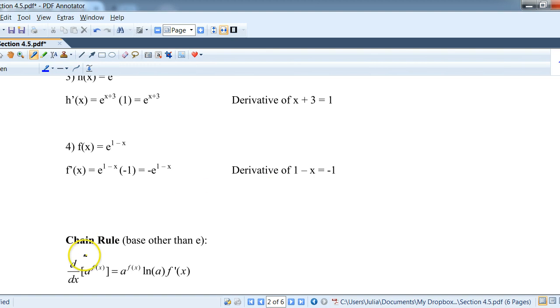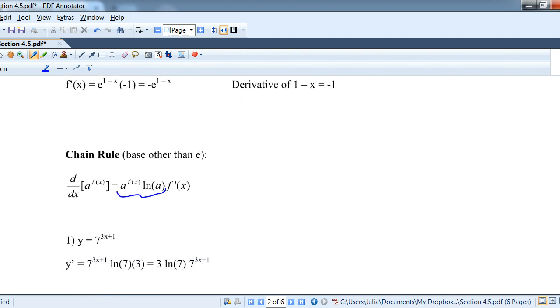Now, chain rule for exponential functions of other bases works very similarly. Again, let's focus on the derivative of the outside, which is this piece right here. The exponential is the outside, so it would be itself times the ln of the base, if you remember from simple functions, then times the derivative of the exponent, which is f prime of x.